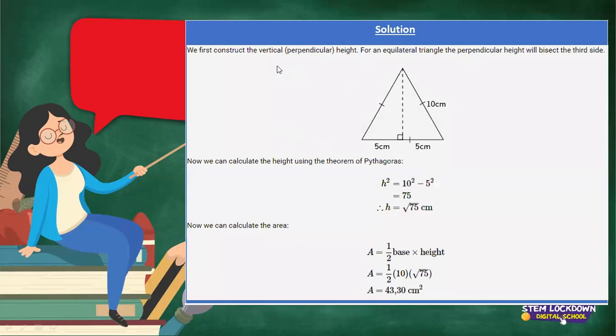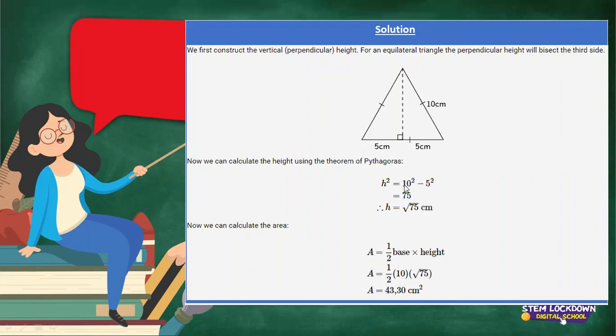So we first construct the vertical perpendicular height. For an equilateral triangle, the perpendicular height will bisect the third side. So this side being 10, bisecting it divides it into 2 equal halves, that is 5 and 5. Use your Pythagoras to find the value of this height: 10 squared minus 5 squared. 10 squared is 100, 5 squared is 25, 100 minus 25 is 75. So h squared equals 75, and h equals the square root of 75.